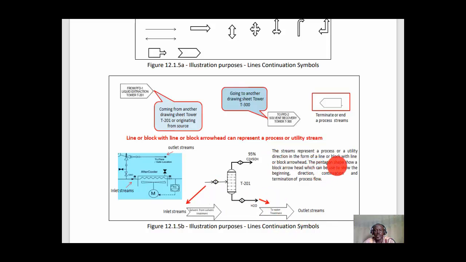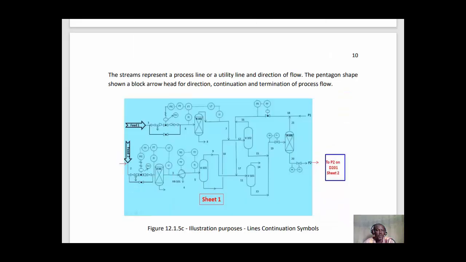The stream represents a process or utility direction in the form of a line or block with line or block arrowhead. The pentagon shapes show a block arrowhead, which can be used to show the beginning, direction, continuation, and termination of a process line. For illustration purpose, we have some drawing on this sheet, though not to scale. We assume this to be sheet 1, and we have the P2 coming out from here, telling us it is going to P2 on D201 sheet 2.